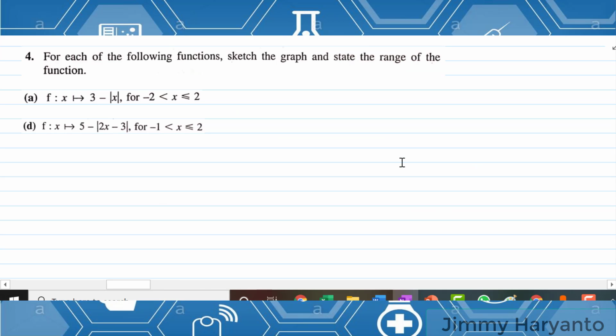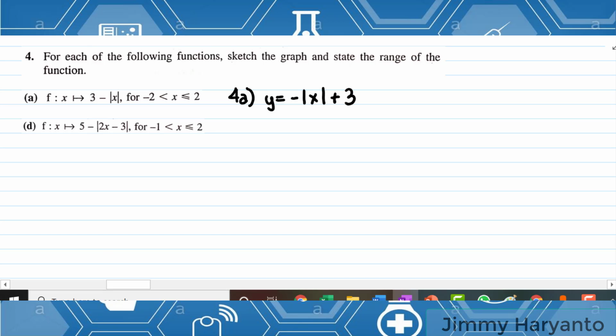Next. Okay, next is number 4a. Number 4a, before we begin, I want to rewrite the equation, yeah, into the proper way. Okay, the proper way is the absolute value on the left side, and then the constant on the right side. Yeah, so negative absolute value of x plus 3.